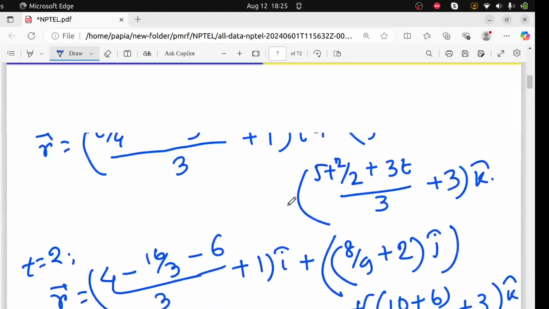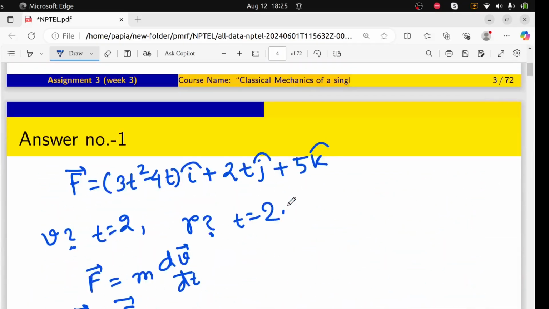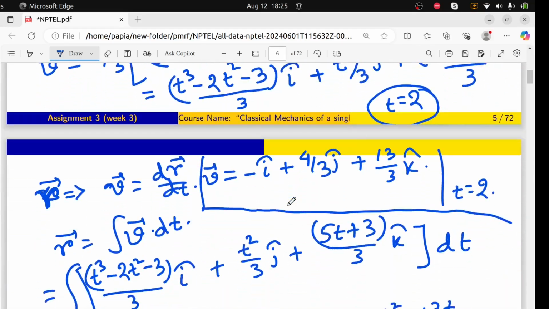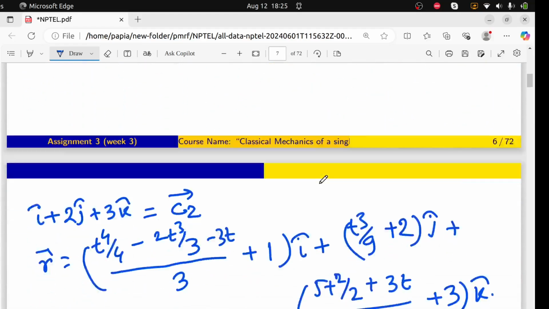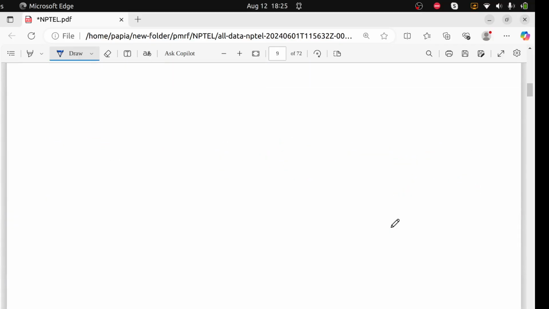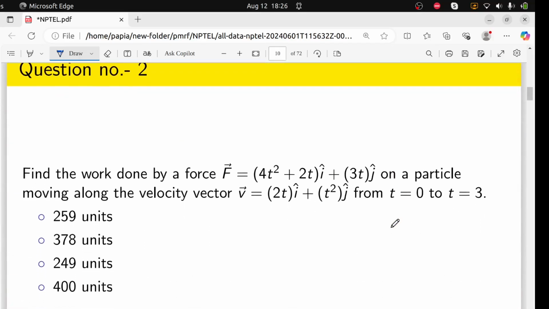So the first question was this one. A particle of mass 3 units has initial vector r0 equals to i cap plus 2 j cap plus 3 k cap, and initial velocity v0 is minus i cap plus k cap, and force is given 3t square minus 4t i cap plus 2t j cap plus 5 k cap. What is the position and velocity of the particle at time t equals to 2? And we got the answer. Velocity is this one at t equals to 2, and the position is this one at t equals to 2. Now we can go for the second question.